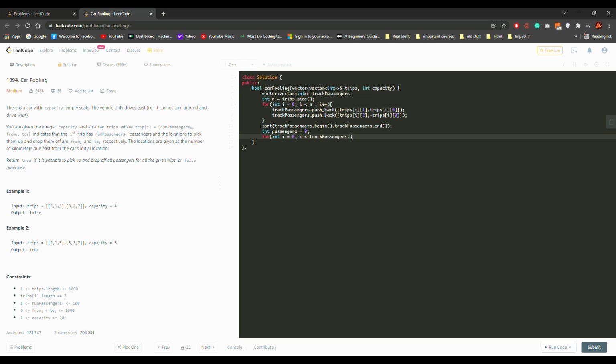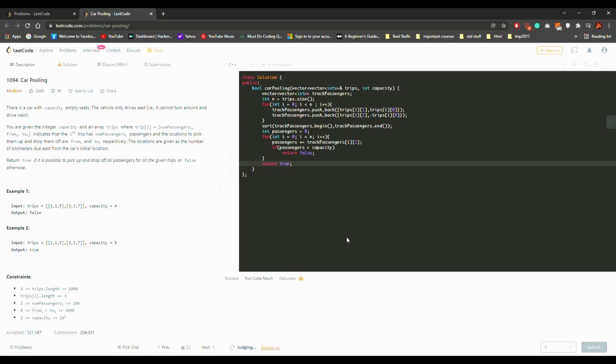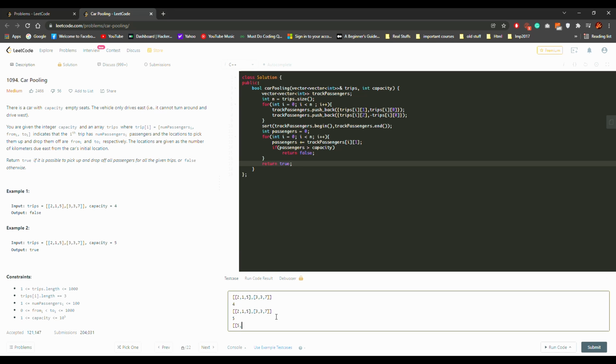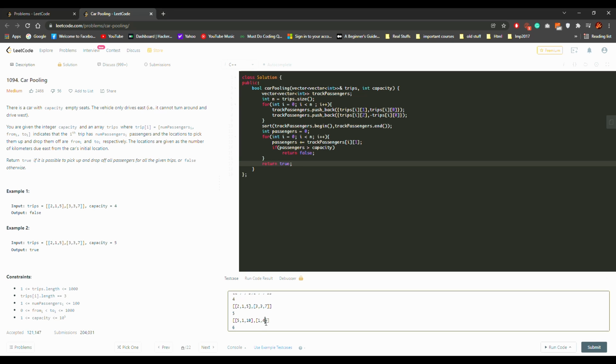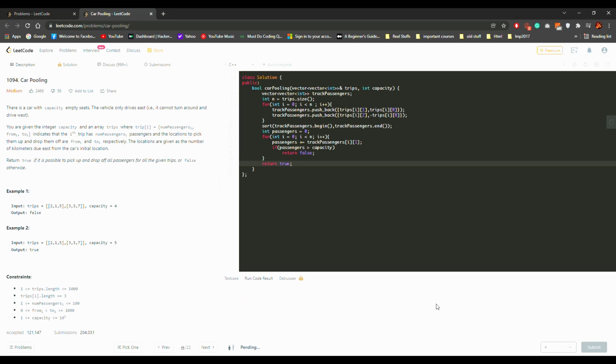Like 2, 1, 5: at distance 1, 2 people enter the car, at distance 5, 2 people leave the car, so we can represent it as -2. And similarly for 3, 3, 7: at distance 3, 3 people entered the car, at 7, 3 people left the car. Now our idea is that we will iterate over all the distances which have been given in the array, and we will keep on doing the summation of the passengers, whether it is negative or positive.